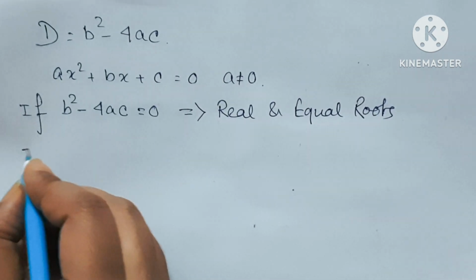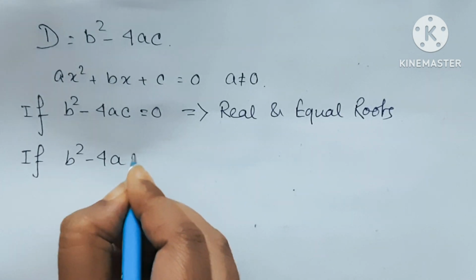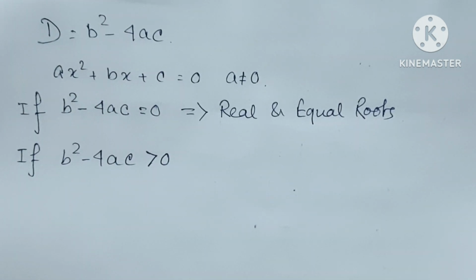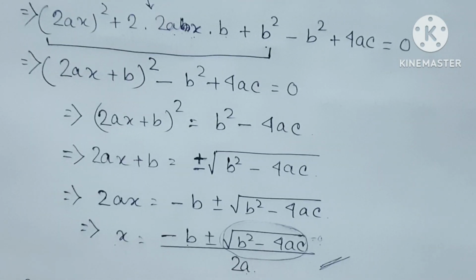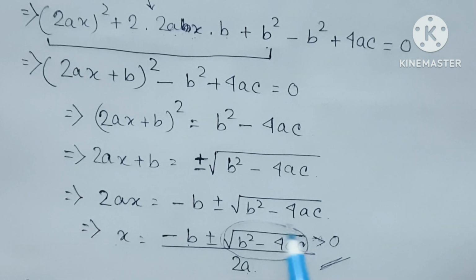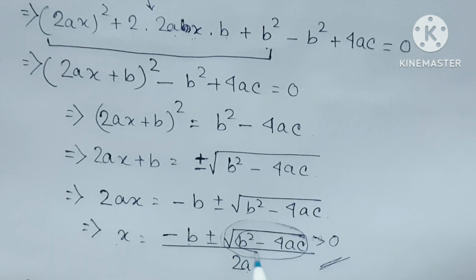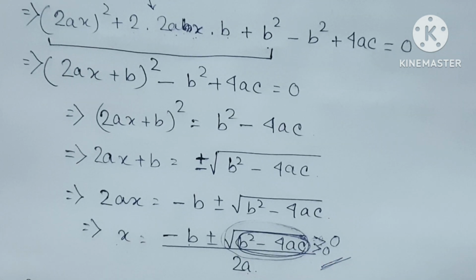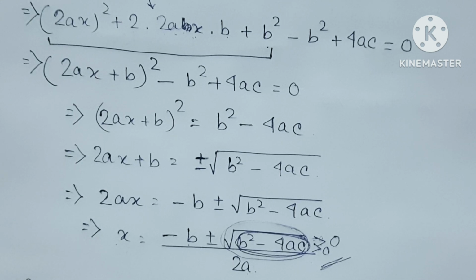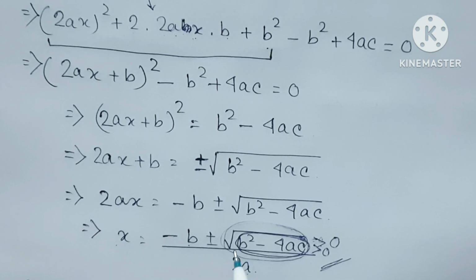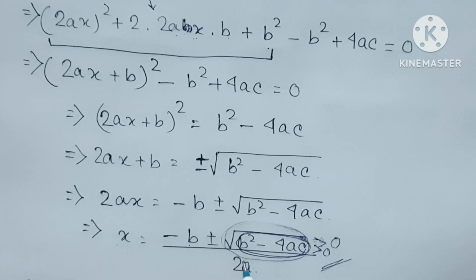Okay, now case 2, if b square minus 4ac greater than 0, that means positive. What does it mean? See, this part is greater than 0. So in that case you will get two real numbers, either rational or irrational, but not complex numbers. So you will get two roots, and the roots are real and unequal. Okay, real and unequal, they are not equal.